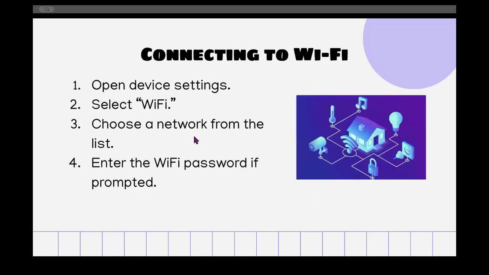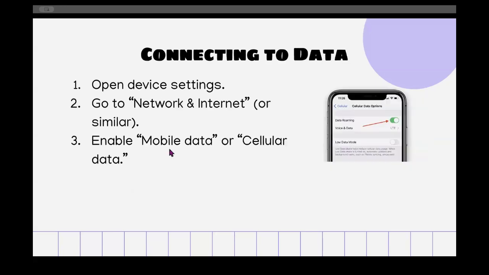As for how to go about connecting to Wi-Fi, you would first open device settings, select Wi-Fi, and then choose a network that you know from that list. Some of them are protected by passwords. Some of them are public. If there is a password to be entered, you'll be prompted to do so in order to connect.